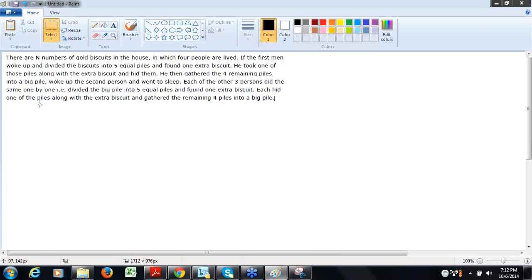Each of the other 3 persons did the same: one divided the big pile into 5 equal piles and found one extra biscuit. Each hid a pile along with the extra biscuit and gathered the remaining 4 piles into a big pile. Okay. So what is the first question? First question, what is it?